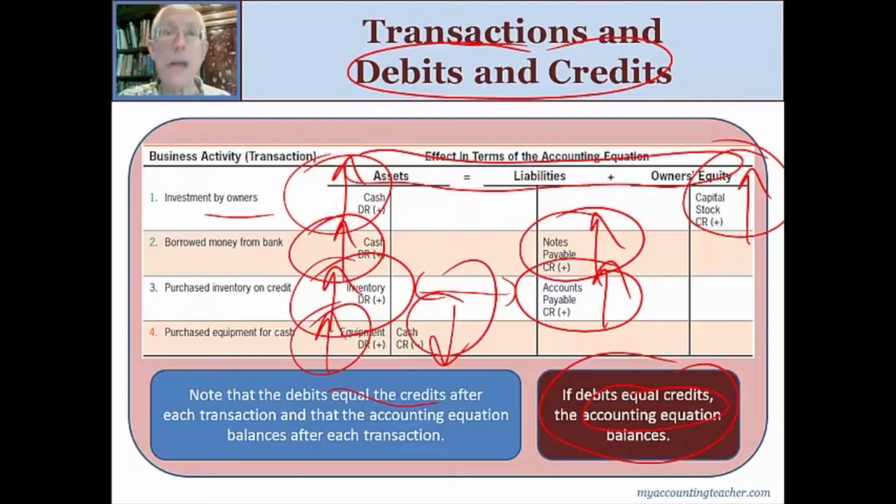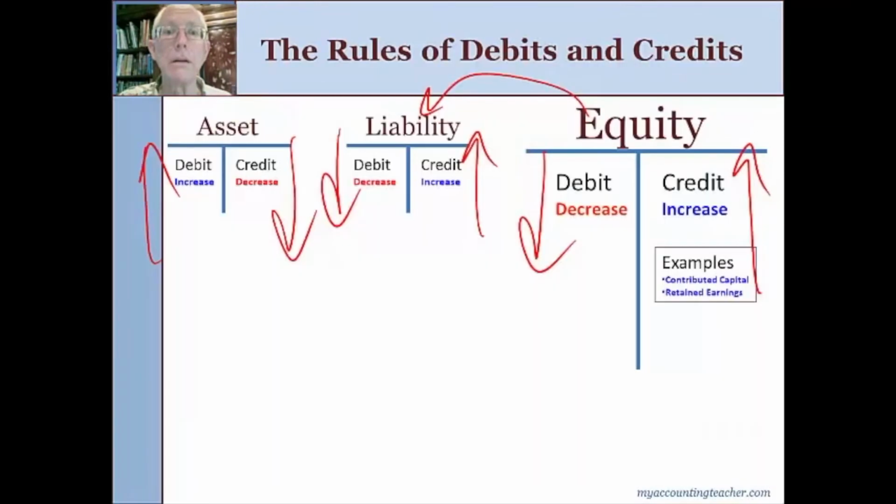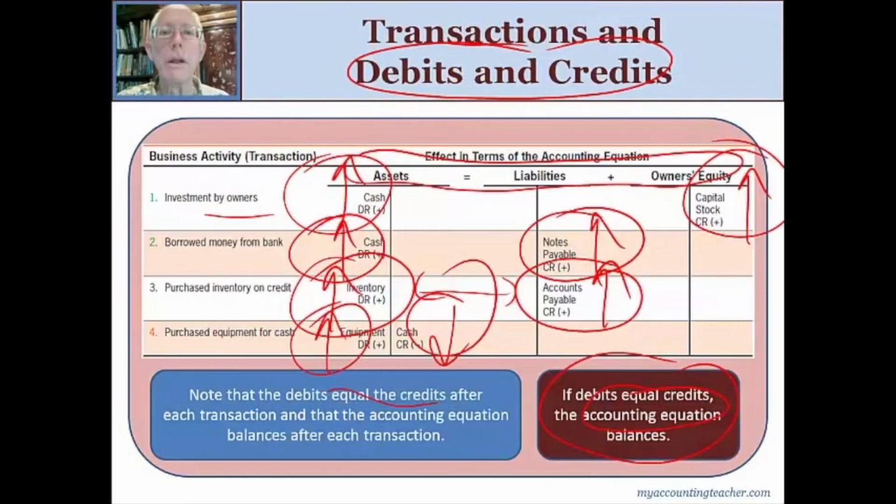Now we're going to have a flashback for just a second here. Flashback. Okay, glasses come off again. Let's get this in. Assets up with debits, down with credits. Liabilities up with credits, down with debits. Equity up with credits, down with debits. Got it. It's burned into my brain here. Make sure you've got it too.